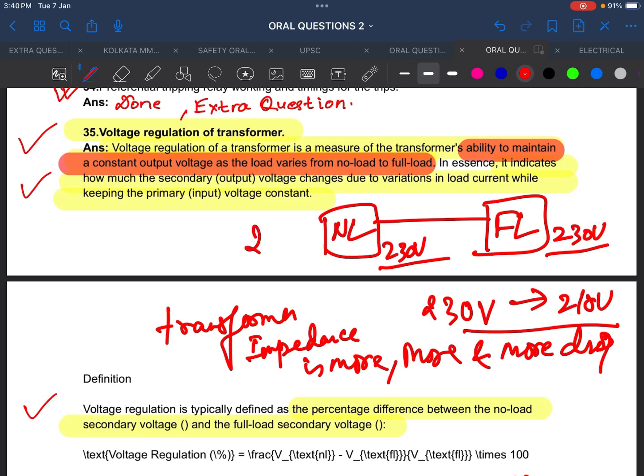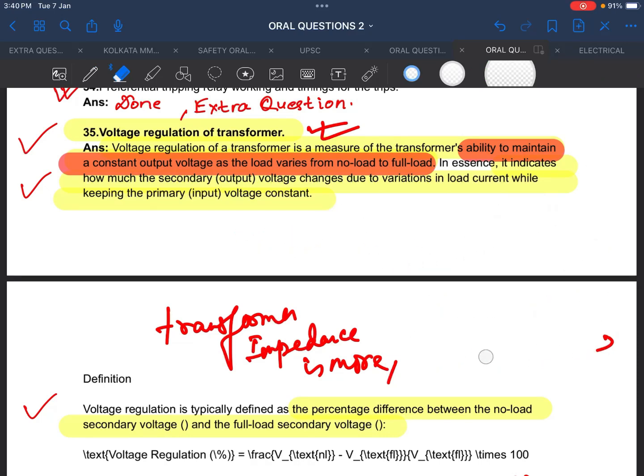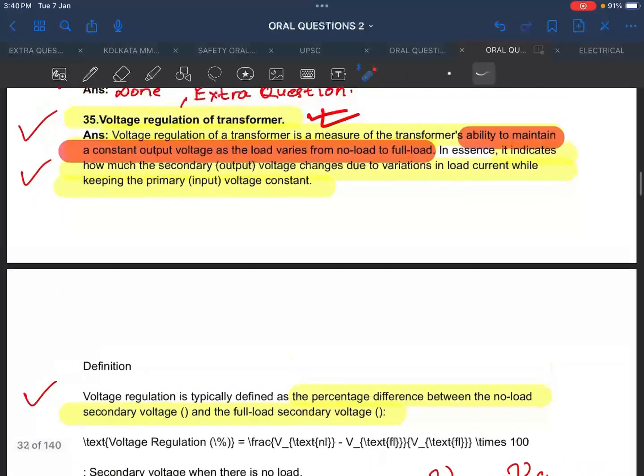Due to these losses, let's suppose here you are transmitting 250 volts and getting 230 volts, so there will always be some drop, but we have to maintain good voltage regulation for proper voltage consumption. Otherwise your public will shout, asking why the voltage is not coming. So this is voltage regulation. I think I explained it very easily, so you can check here.